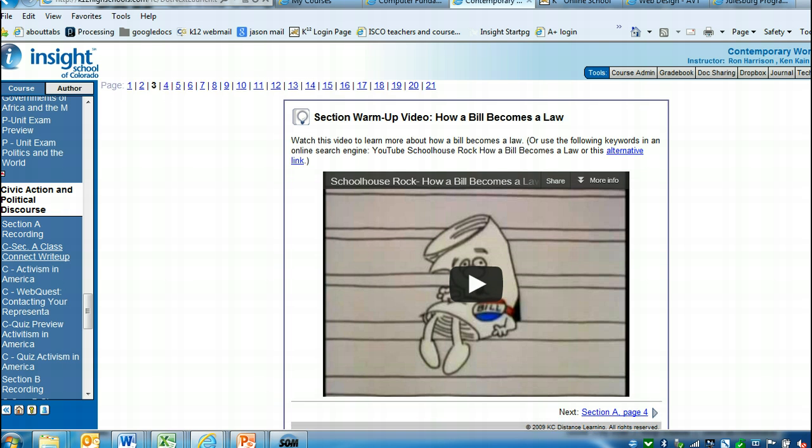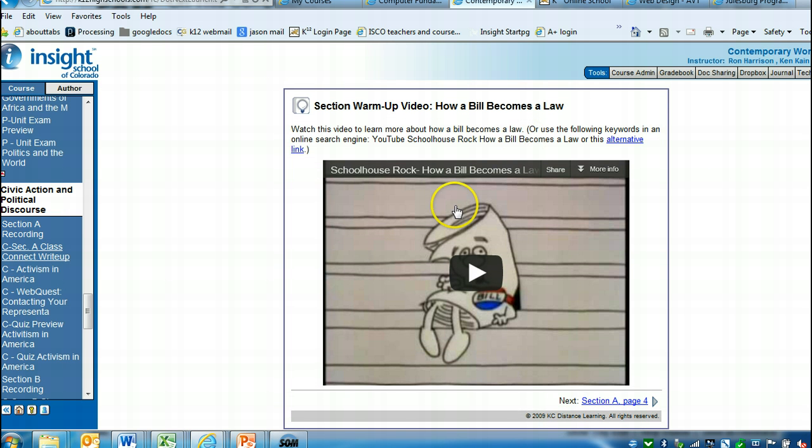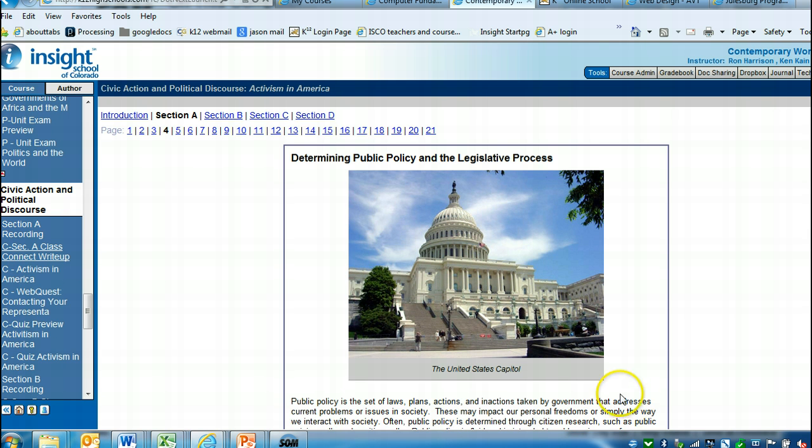Now here's a little video that many of you may have seen before. This is how a bill becomes a law. Schoolhouse Rock video. Go ahead and look at that if you're not familiar with how, and even if you are familiar with how a bill becomes a law, because it's important when grassroots organizations and civic action starts to make changes in society, then of course laws have to be changed so that society changes. So it's important to know how something becomes a law.